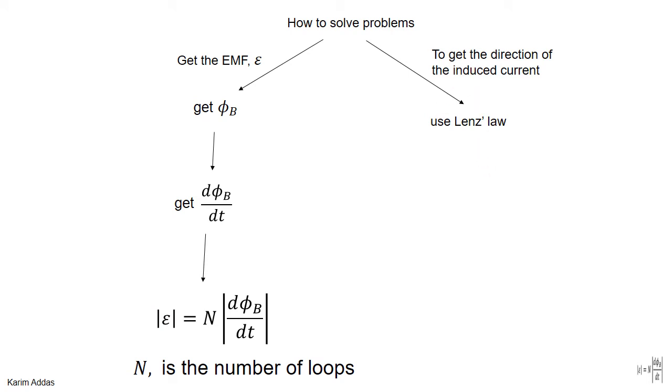And as we showed, Lenz's law works if you have fixed wires and the magnetic field is changing with time, and it also works if the wires are moving and the magnetic field is constant in time. So you can use Lenz's law with the same method in all cases.